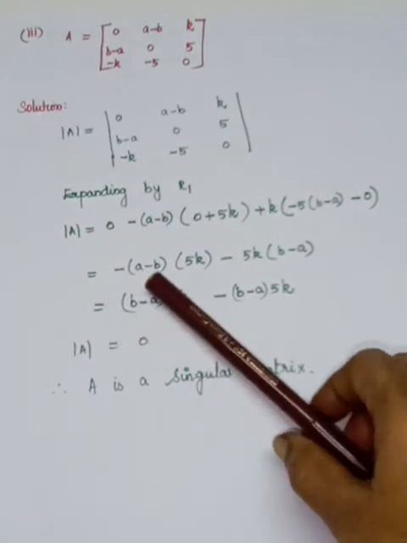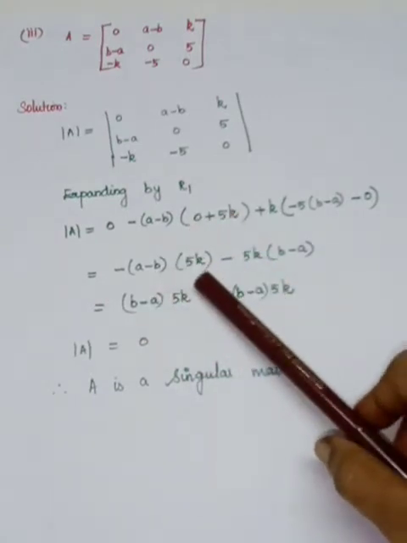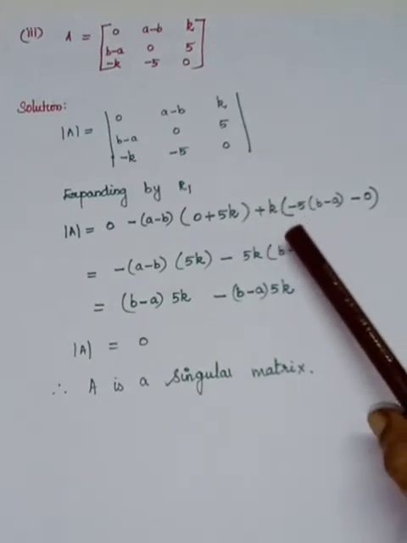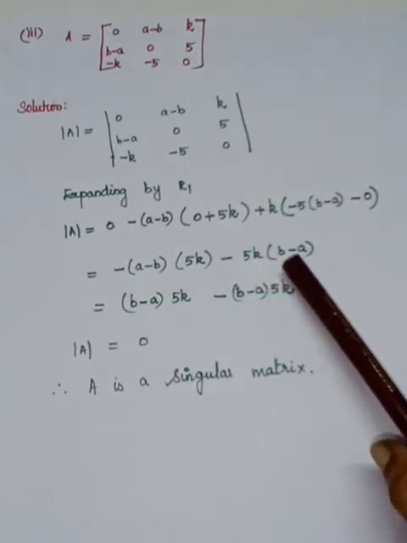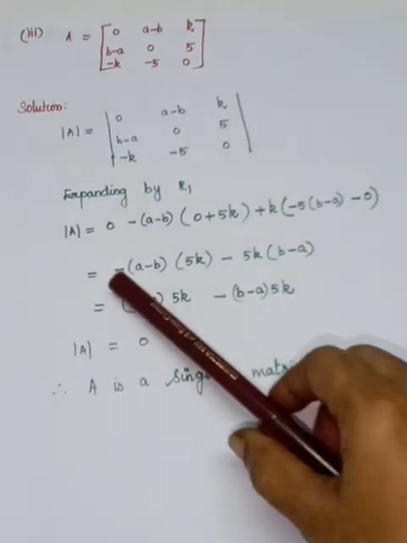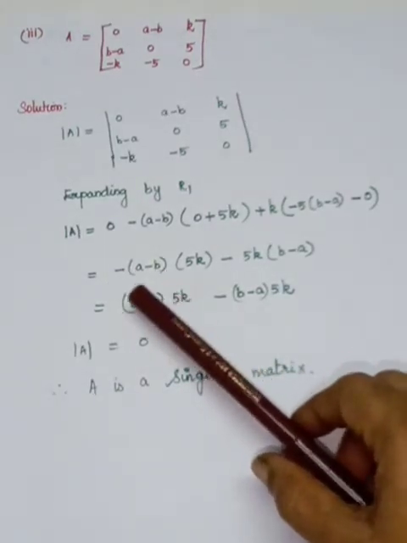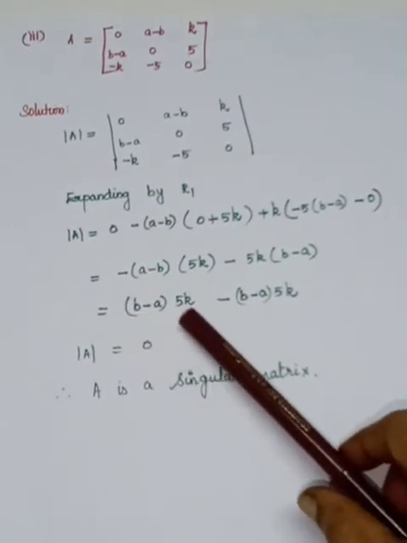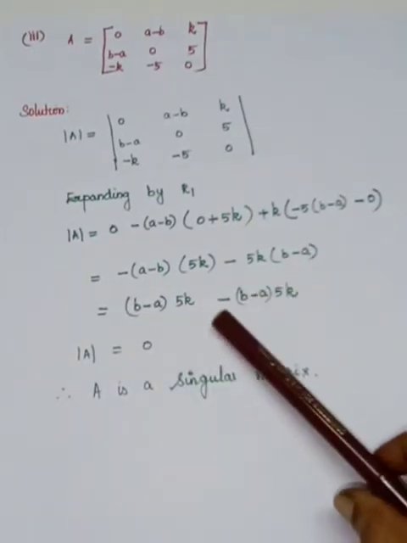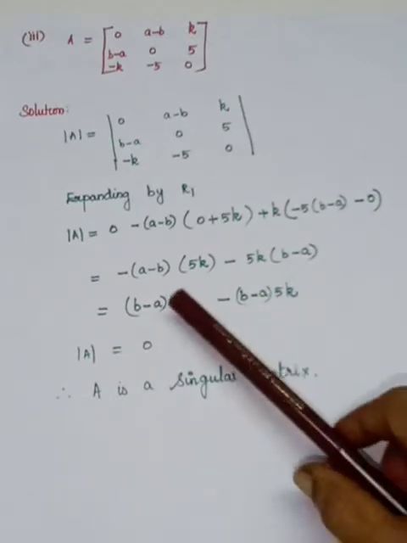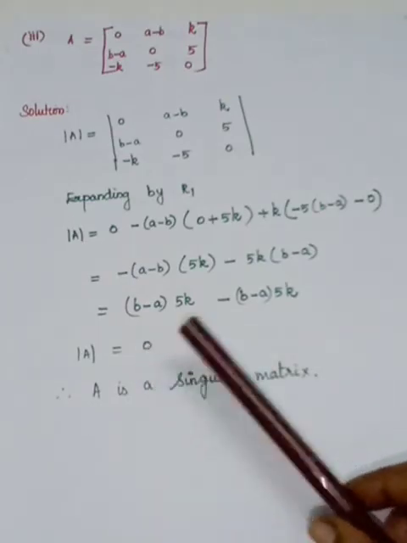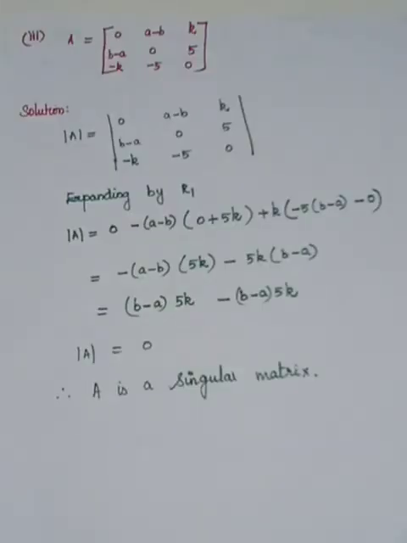So minus of A minus B into 0 plus 5K is 5K. Minus, when you multiply these three, here you will have minus 5K into B minus A. So if you apply the minus inside, this B will become positive, this A is minus. So B minus A into 5K. This is minus B minus A into 5K. Both are same terms. One is in plus, another one is in minus. So therefore the determinant value is equal to 0. So therefore A is a singular matrix.